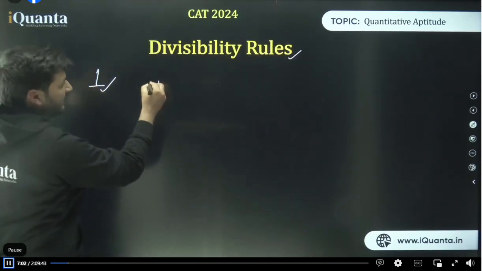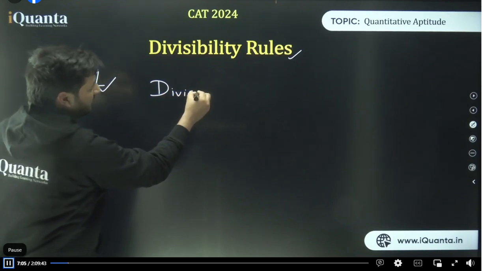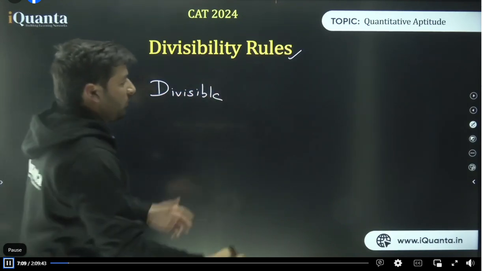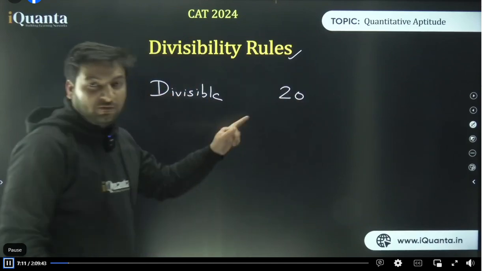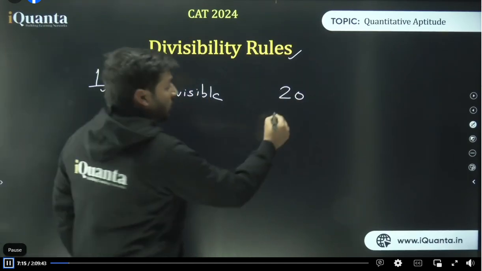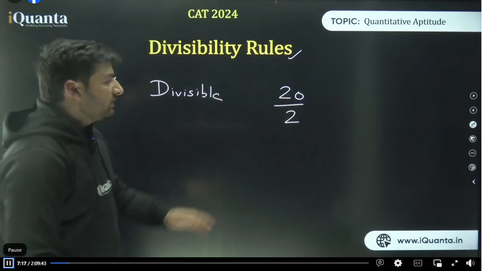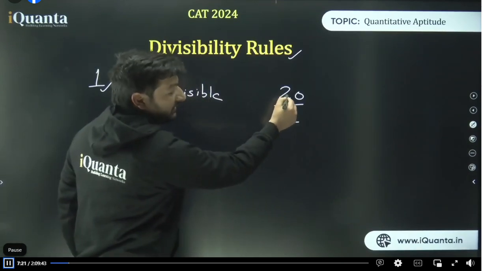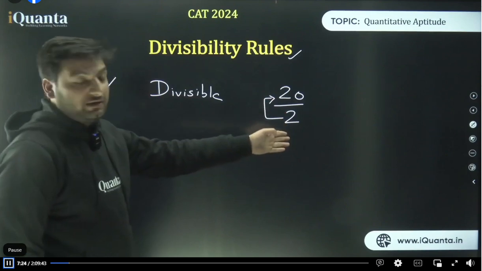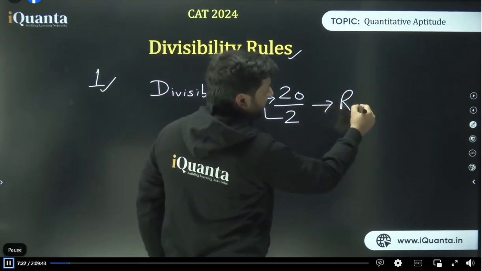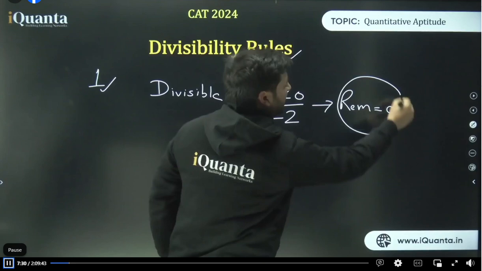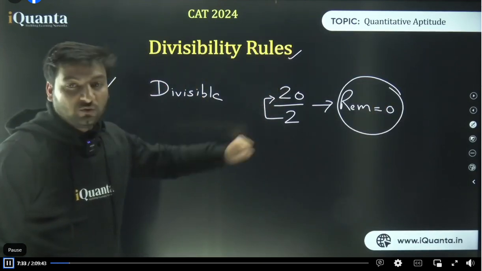But when do we say a number is divisible by another number? Suppose I say I have a number 20. I have to check whether it is divisible by 2 or not. When do we say a number is divisible by some given number? Suppose you are checking divisibility of 20 by 2. So you will divide 20 by 2, and if your remainder is 0, that means this given number 20 is divisible by 2, right?